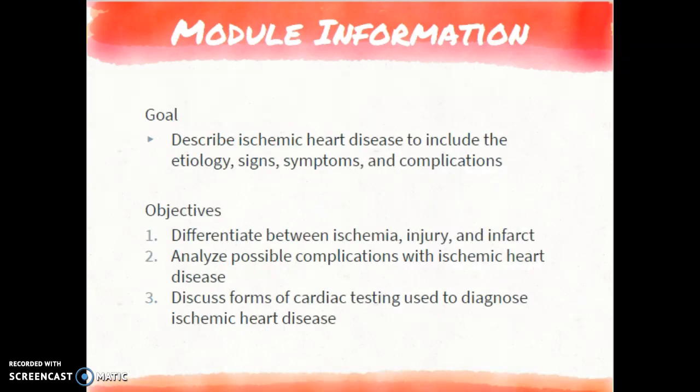My module information: I set my goals and my objectives. The main goal is to describe ischemic heart disease, to include the etiology, the signs, the symptoms, and complications. And then I chose 3 different objectives that give more specifics on how they're going to obtain that goal.